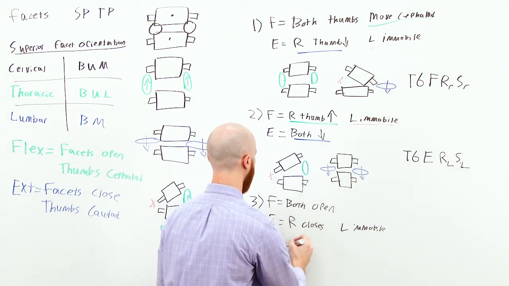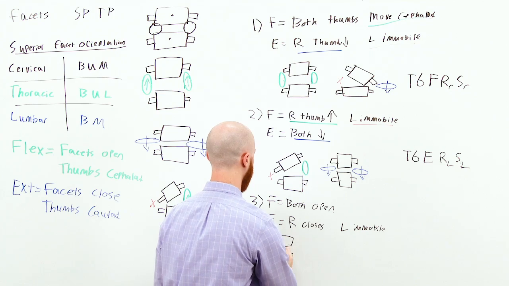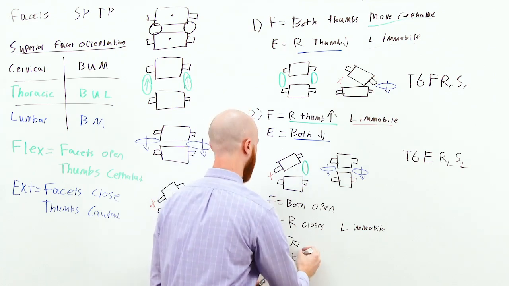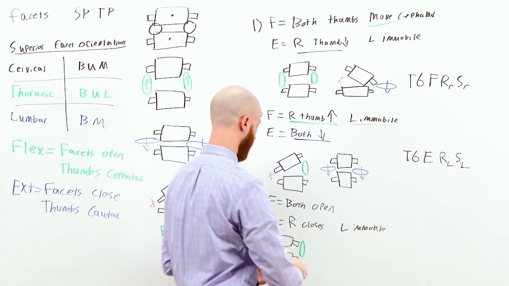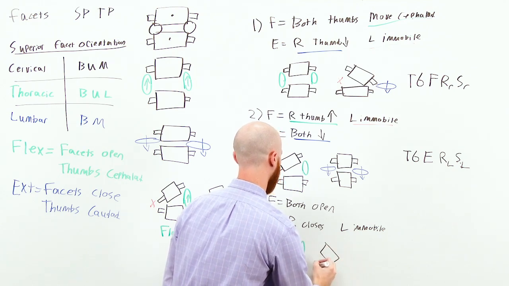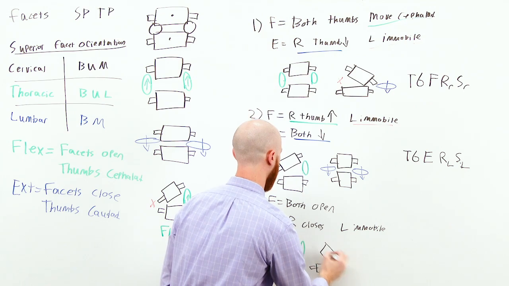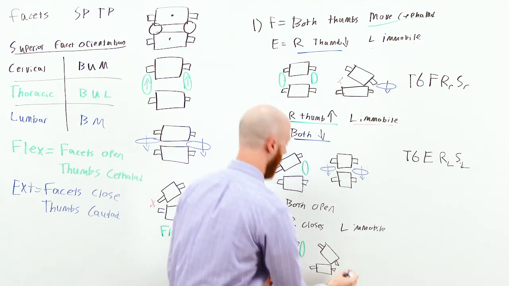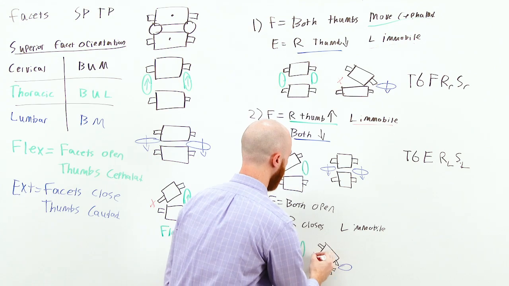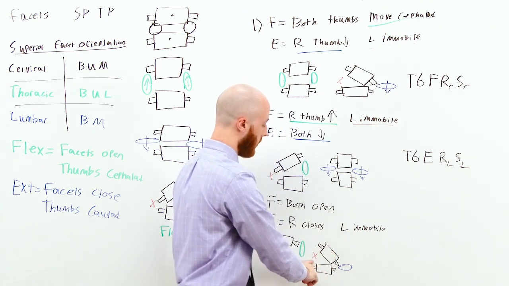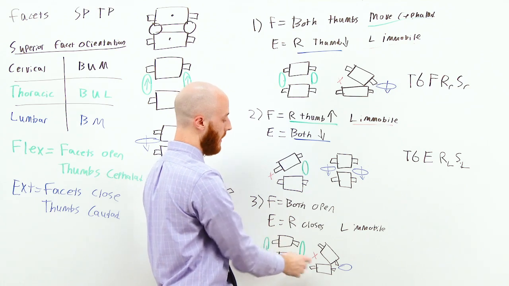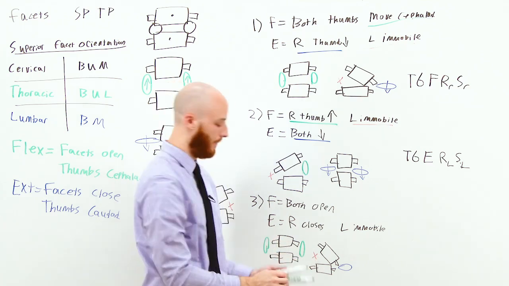So during flexion, both facets open normally. When we look at extension, the right facet squishes closed, but the left facet does not close normally. So the dysfunctional segment is on the left, but you're still rotated and side bent to the right. So very important just to draw this out every time.